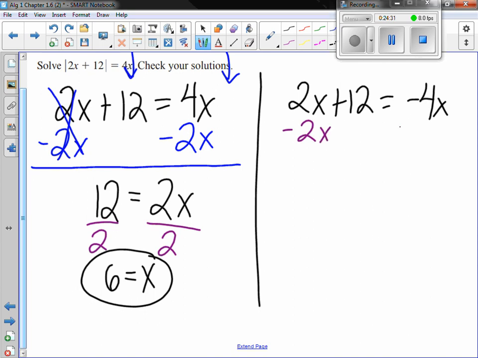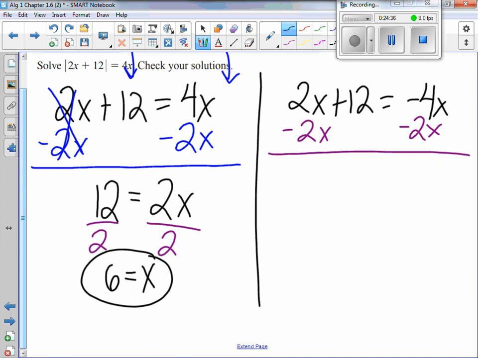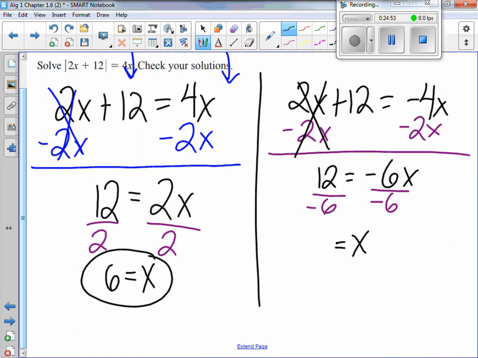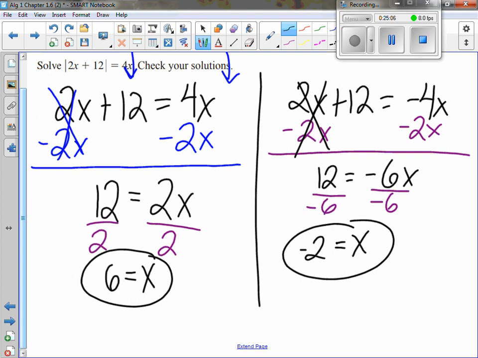So again, I'm going to subtract 2x from both sides. Because 2x minus 2x will equal 0. So 12 is equal to negative 4x minus 2x, which is negative 6x. And just like before, we're going to divide both sides by, well, this time it'll be negative 6. But I have negative 2 is equal to x, yes? So we did the steps and we got 2 answers, yes? But we need to check them. You need to check them.